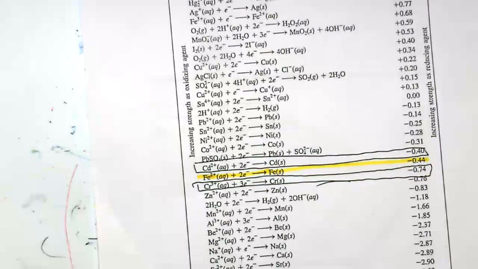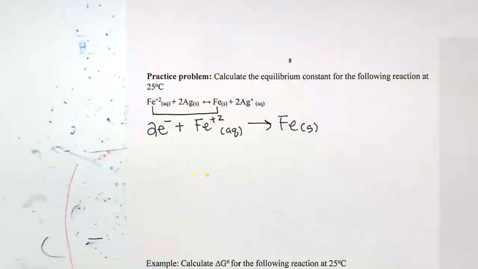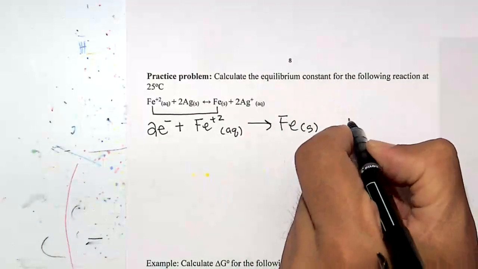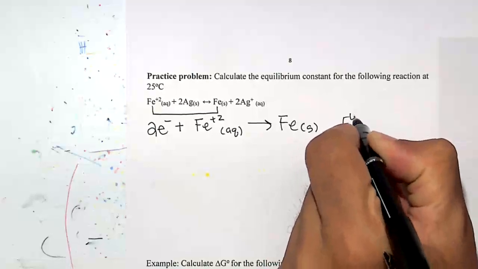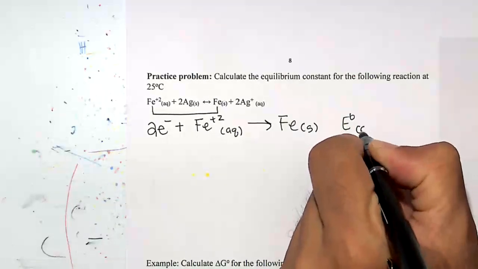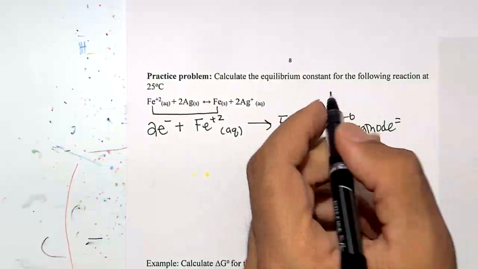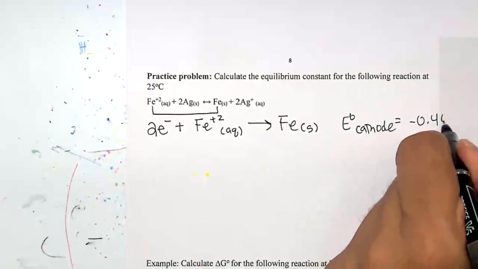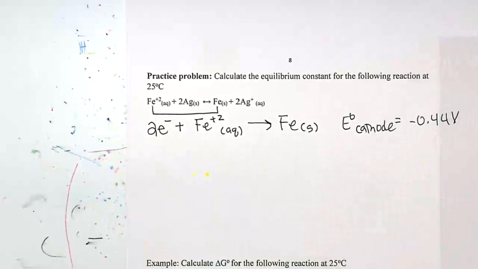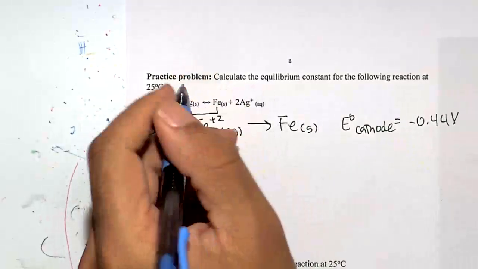All right, so minus 0.44 volts. Okay, this is reduction. You're gaining 2 electrons. Remember LEO GER. You're gaining 2 electrons. So this is reduction, and this is the cathode. And this is minus 0.44 volts. Okay. All right, let's do in blue.